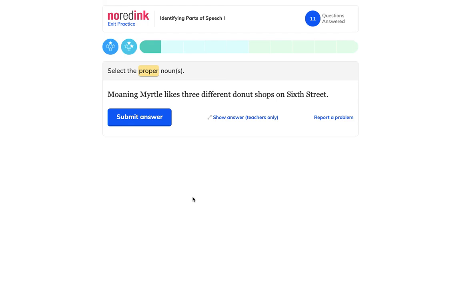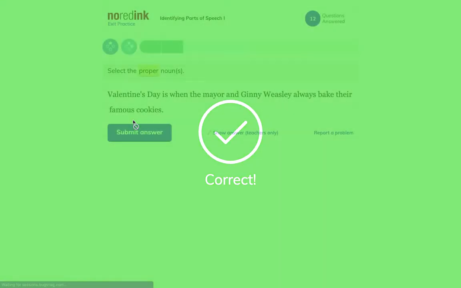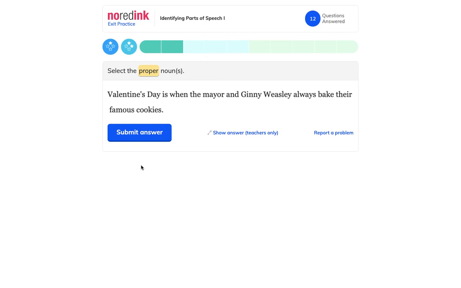Moaning Myrtle likes 3 different donut shops on 6th Street. So, Moaning Myrtle, proper noun, it's her name. 6th Street, proper noun, it's a place. Valentine's Day is when the mayor and Ginny Weasley always bake their famous cookies. Valentine's Day is a proper noun. Ginny Weasley is a proper noun.